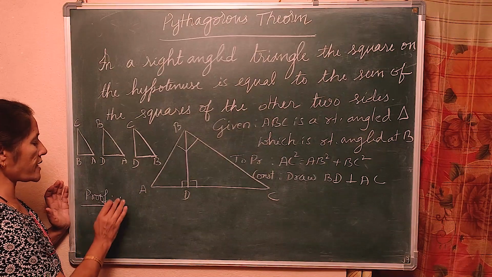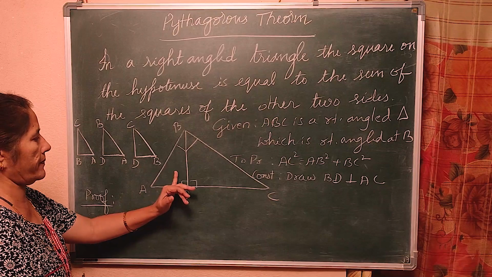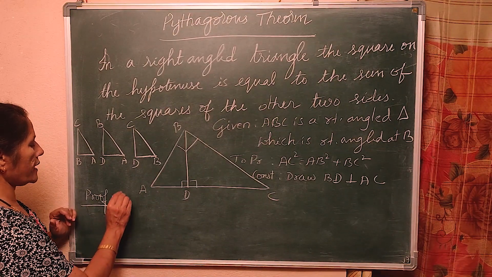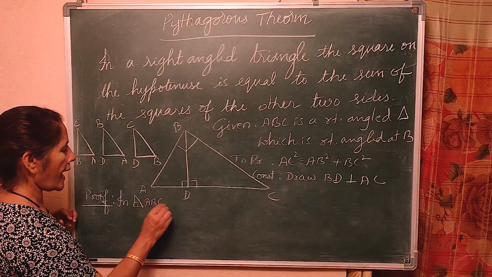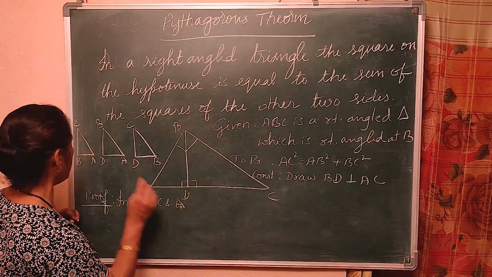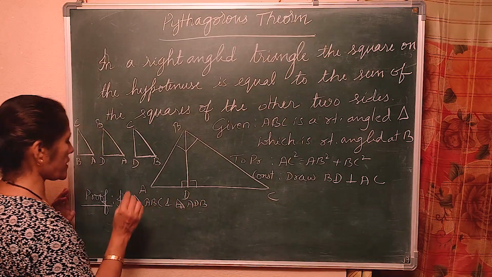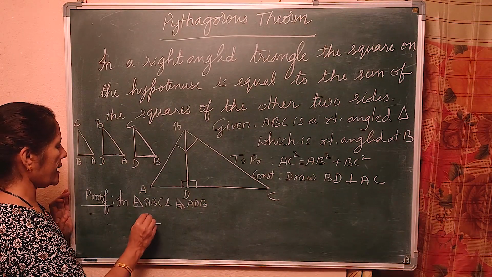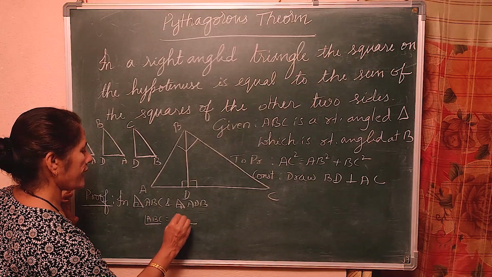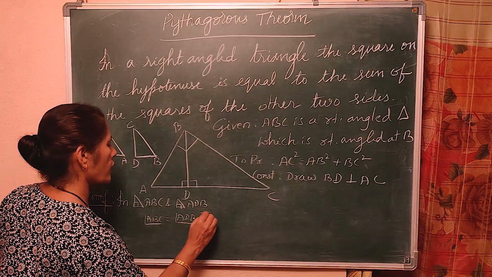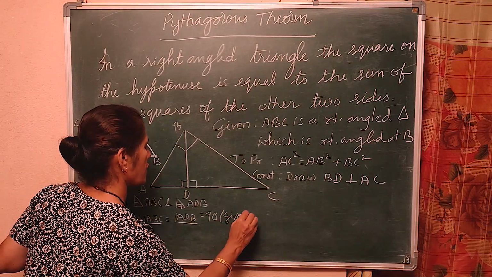First, I refer the original one with the first one. Which is the original one? In right angle triangle ABC and right angle triangle ADB, what is the first one? Angle ABC is equal to angle ADB is equal to 90. What is the reason? Given and construction.